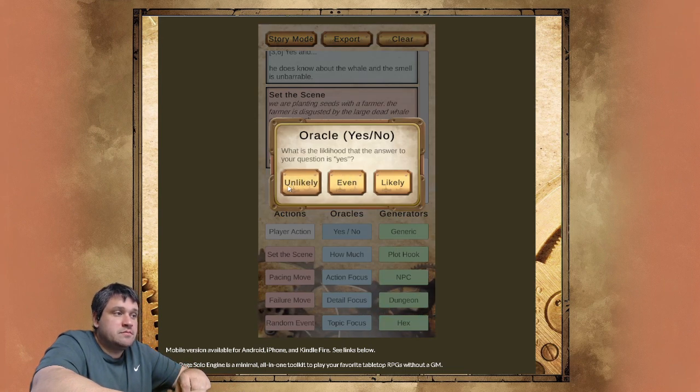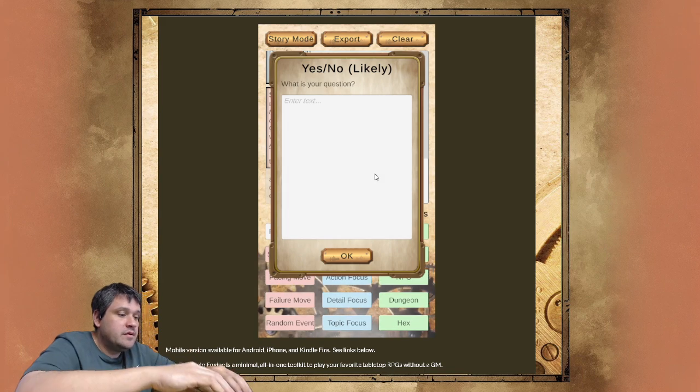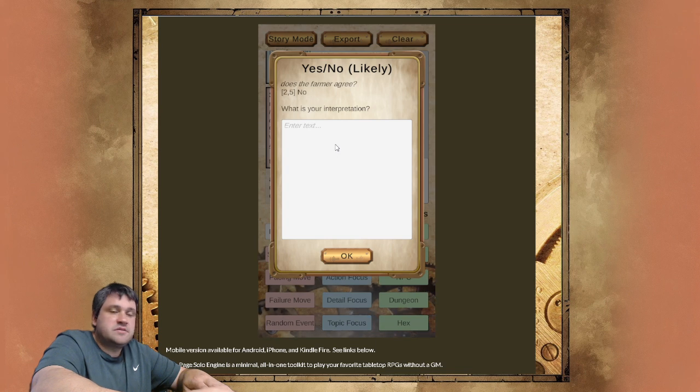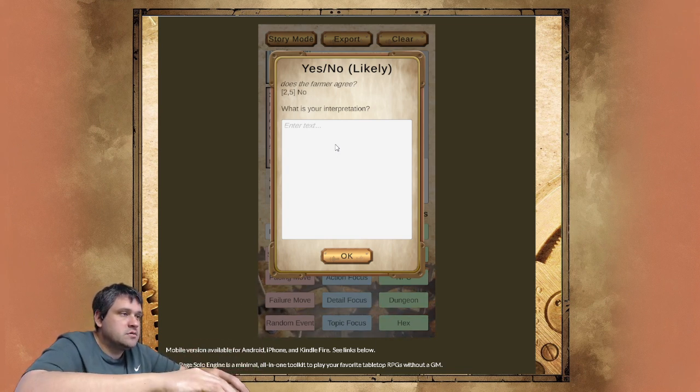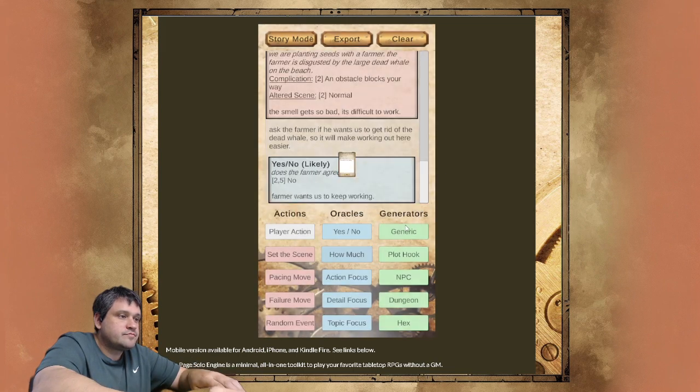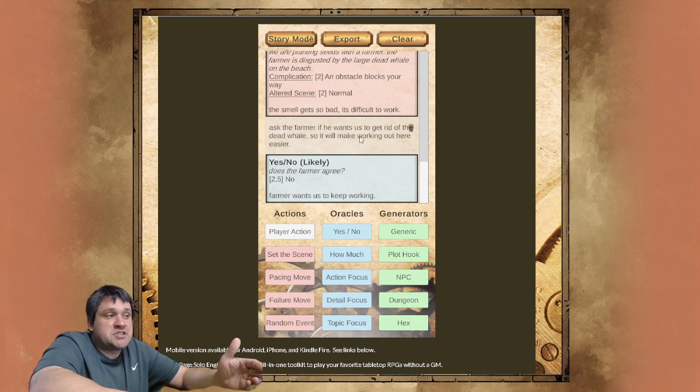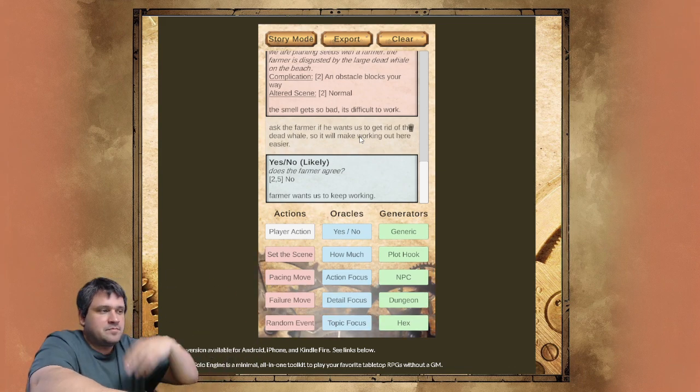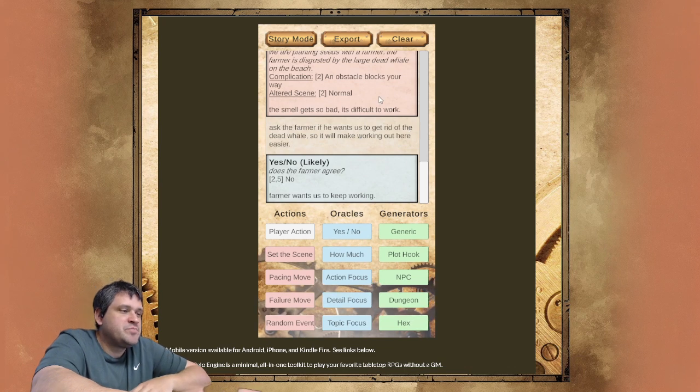Does he care? Let's try. Maybe he wants to keep this thing going, but it is bad. So let's say likely. Does the farmer agree? He doesn't. He wants us to keep working. So the farmer wants us to keep working on the farm. So he doesn't want us to get rid of the big giant dead whale carcass out on the beach below, at the bottom of the cliffside.